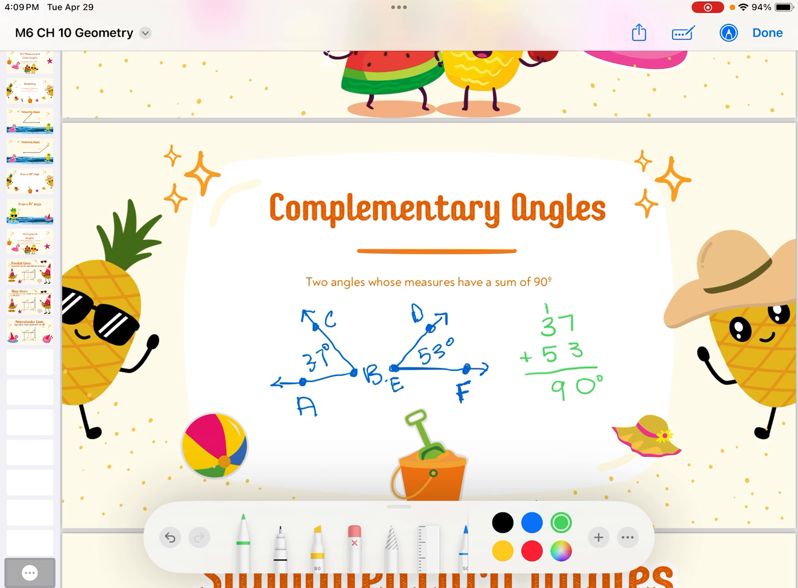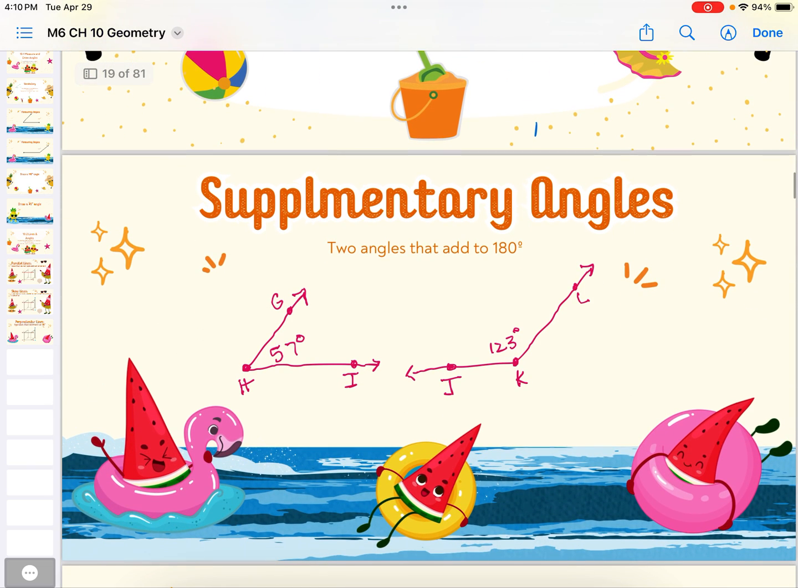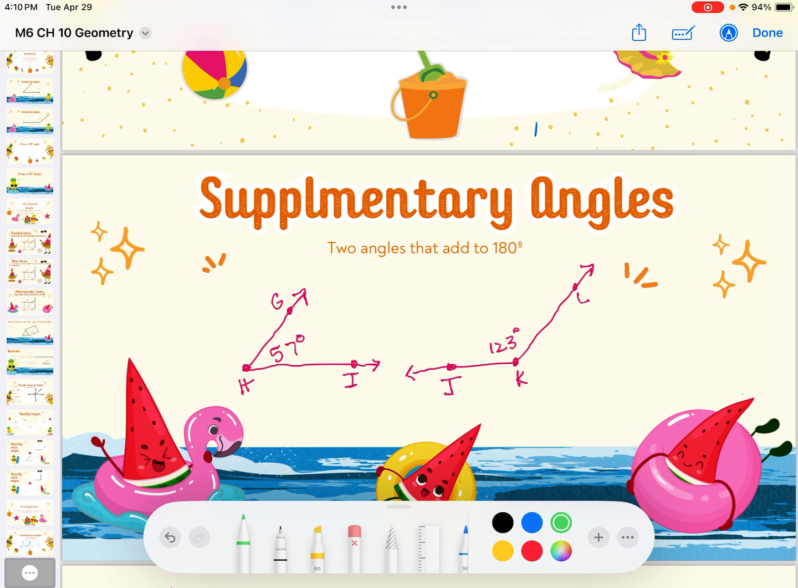If you want to pause here and write down what complementary angles are, that might be a good idea. Next, we go to supplementary angles. Supplementary angles are, again, two angles that when we add them together, equal 180 degrees. We have angle GHI, which is 57 degrees, and angle JKL, which is 123 degrees. If I add these two together, 123 degrees plus 57 degrees, it should equal 180. And it does. So these two are supplementary angles.